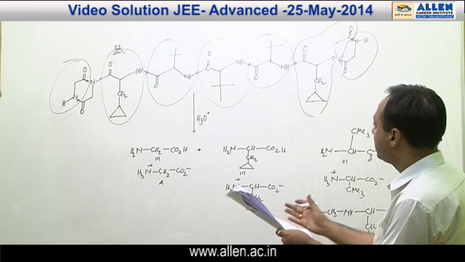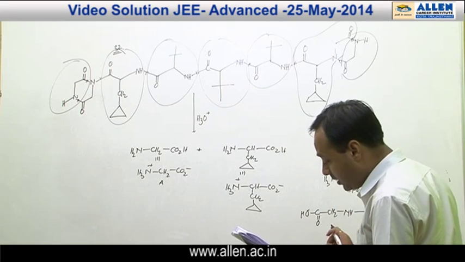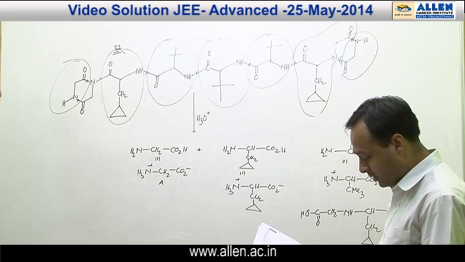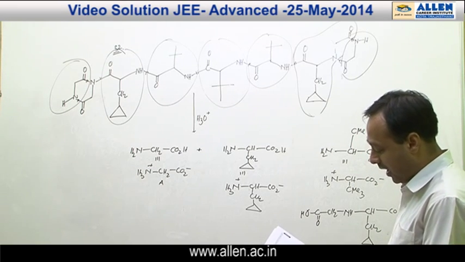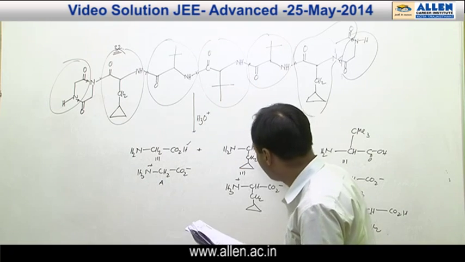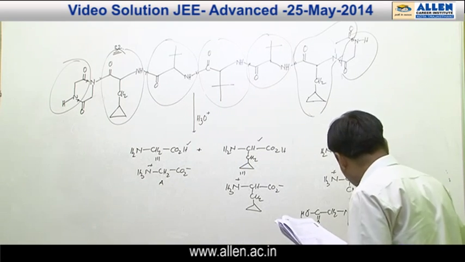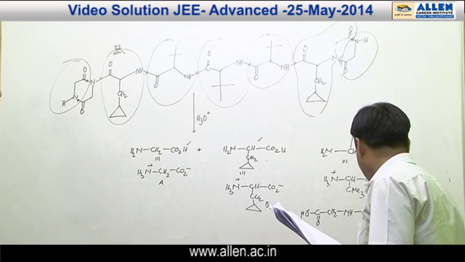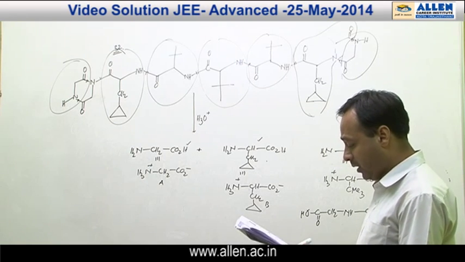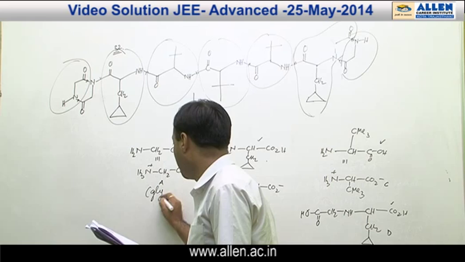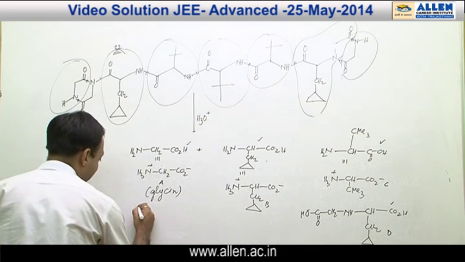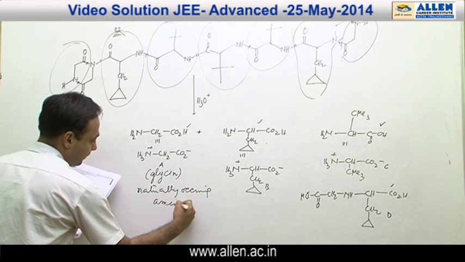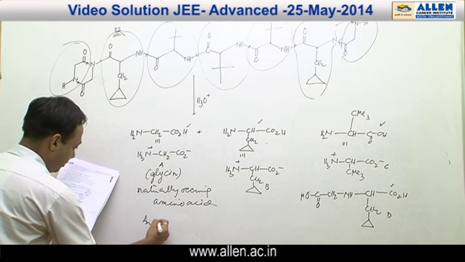Now, for the naturally occurring distinct amino acids, you don't have to consider the repeated units. You have to consider distinct naturally occurring amino acids. This is one distinct compound, this is one, this is one, this is one. But out of these, A, B, C, D, only A is a naturally occurring amino acid, which is nothing but glycine. So the answer is only one.